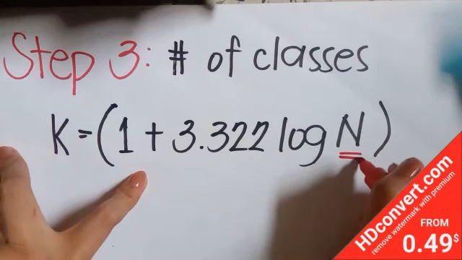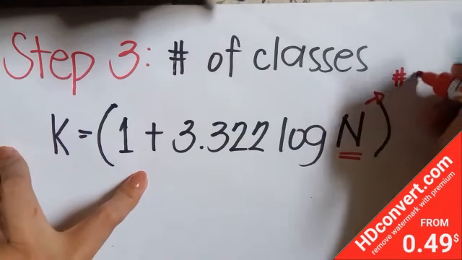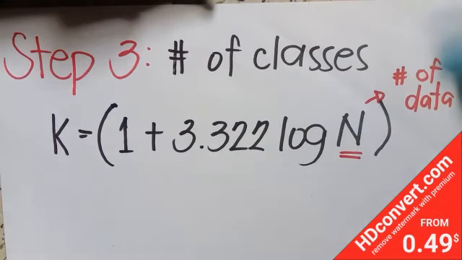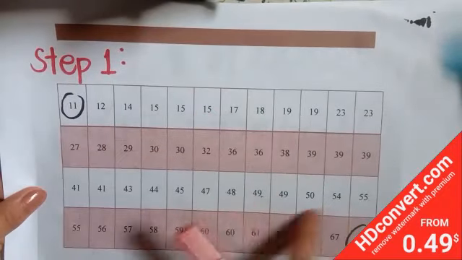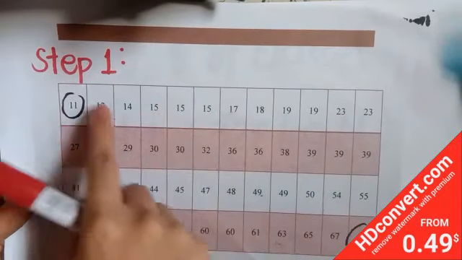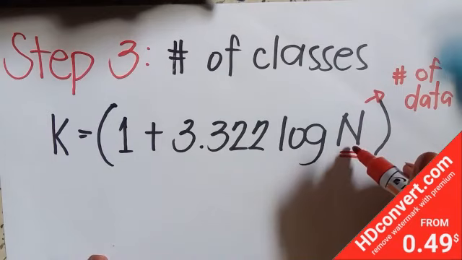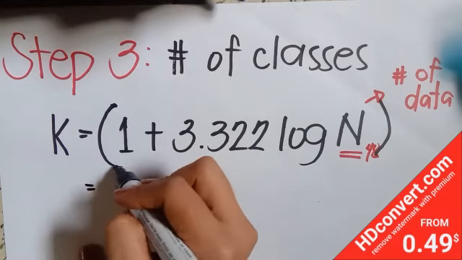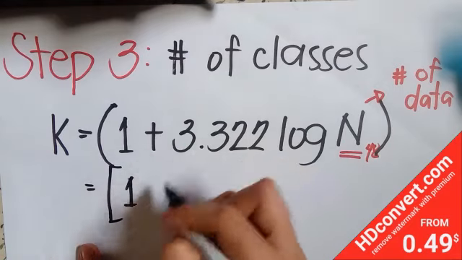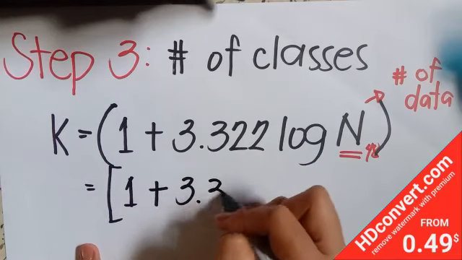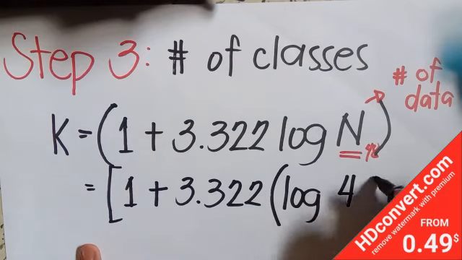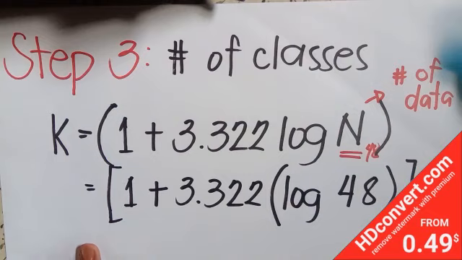So, para mahanap natin si n, ito yung tinatawag nating number of data. Ilan ba lahat ng data natin? So, bilangin nyo lang kung ilan yung given numbers dito. So, lahat yan, bibilangin nyo isa-isa. So, therefore, yan lahat ay 48. So, yung n, papalitan lang natin ng 48. So, meron tayong 1 plus 3.322 log 48. So, next ay isolve na natin.